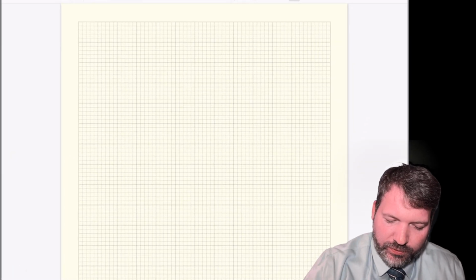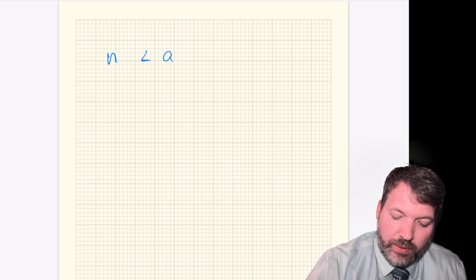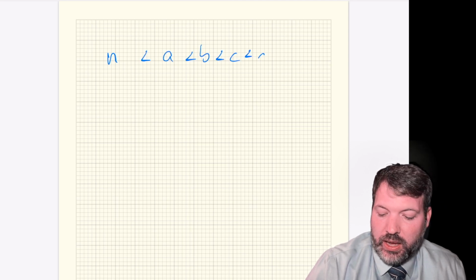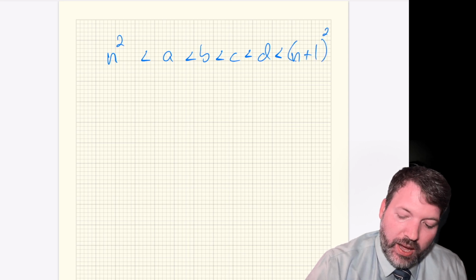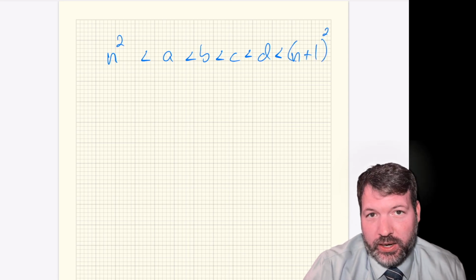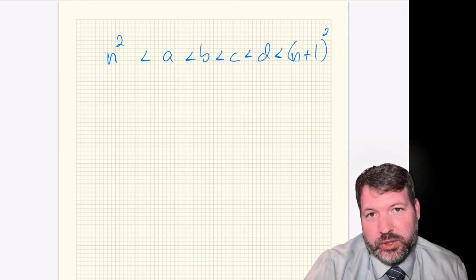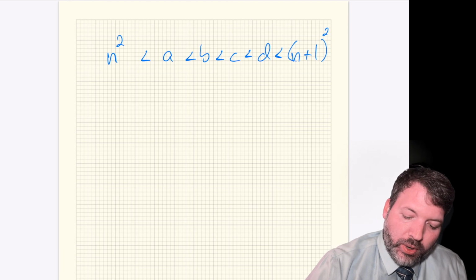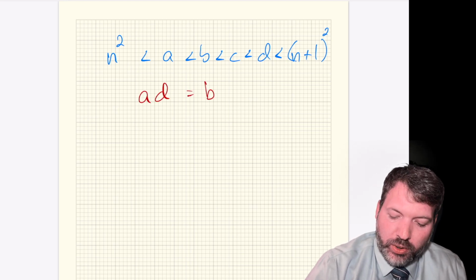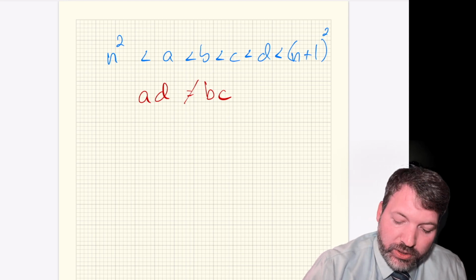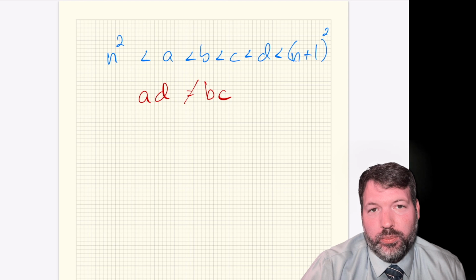The problem is this, first of all. Take integers n, a, b, c, and d, and prove that if you look at n squared and the next consecutive square after that, n plus 1 squared, there cannot be any integers in between those two perfect squares, such that the product of the greatest and the least is equal to the product of the middle two. That is, in this particular case, we're supposed to prove that a times d cannot equal b times c.